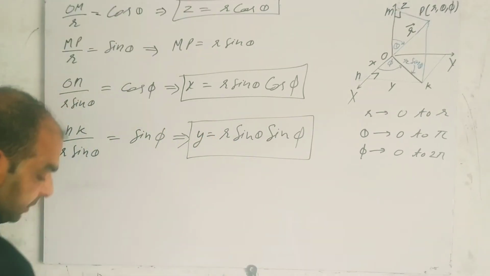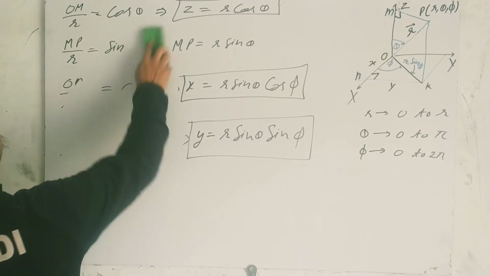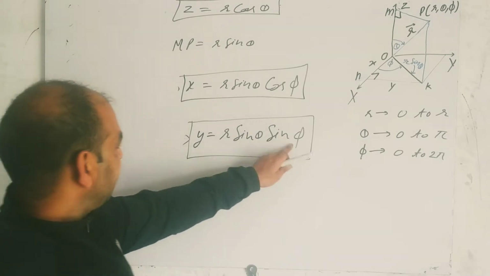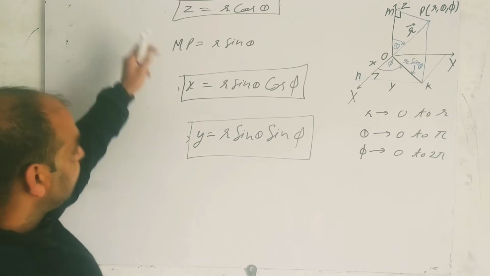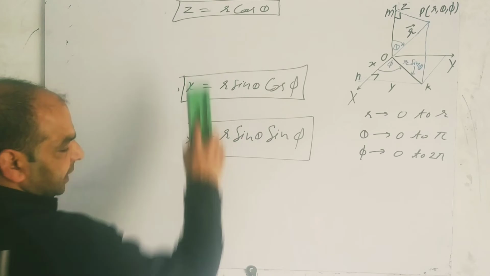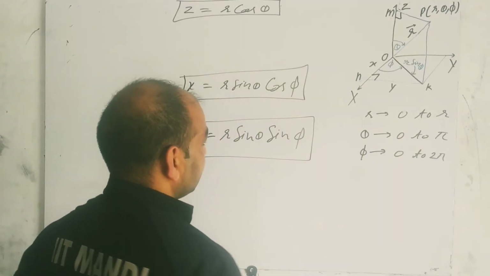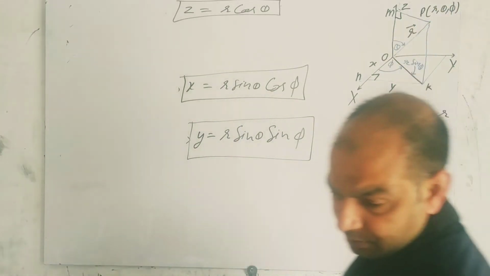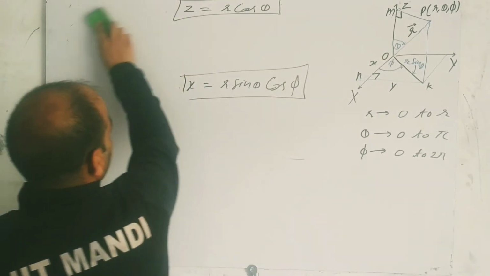So this is the relation between the Cartesian and spherical coordinate systems. If we know the values of r, theta and phi, we can find the values of x and y. And if we know the values of r and theta only, we can find the value of z. You can see z depends only on r and theta, so depending on r and theta there will be a change in the z component. That is quite easy, so you can understand that. So I will write it here.